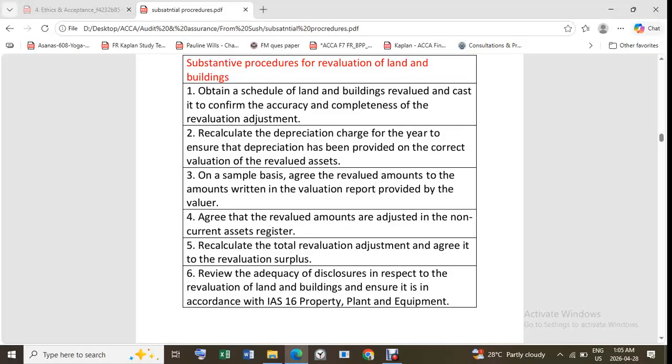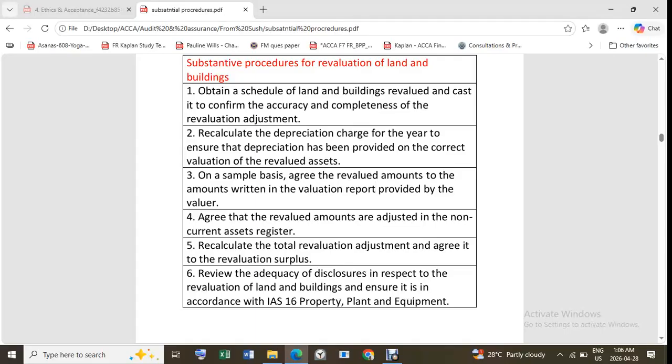Substantive procedure for revaluation of land and building. Regarding the land and building revaluation, the substantive procedure that the auditor has to perform is, first, obtain a schedule of land and building revalued and cast it to confirm the accuracy and completeness of the revaluation adjustment.